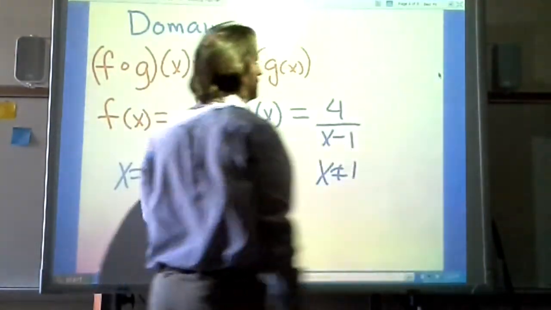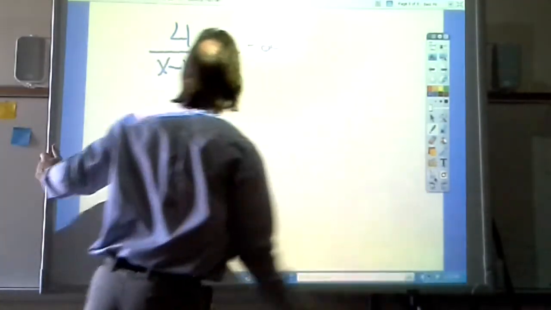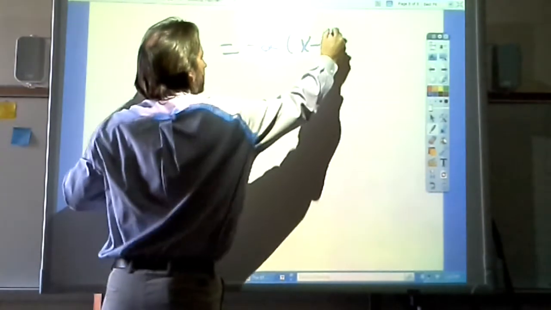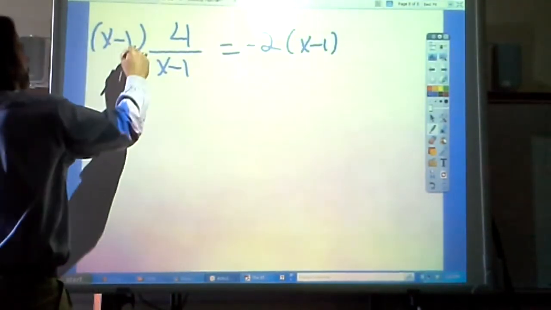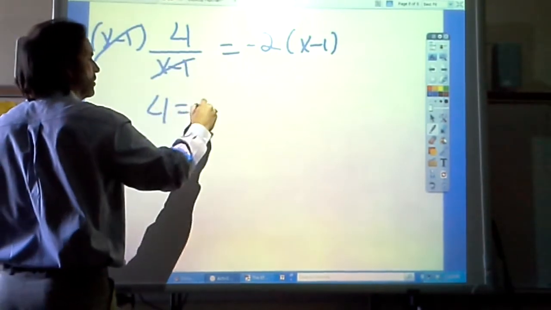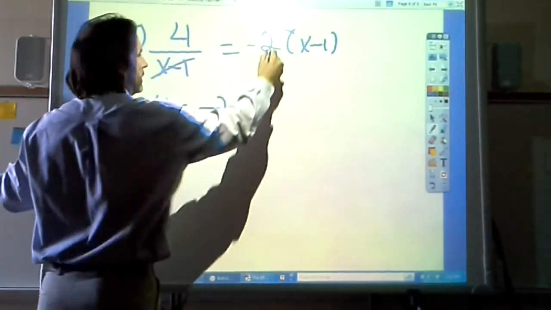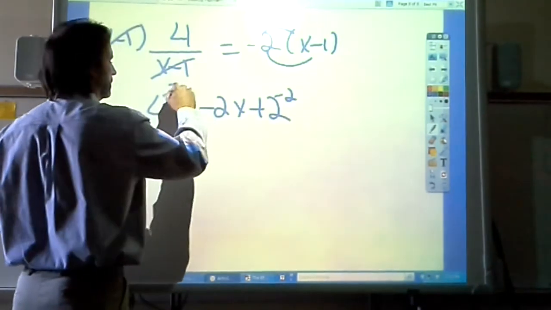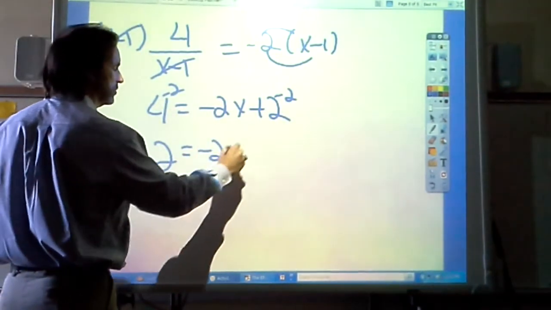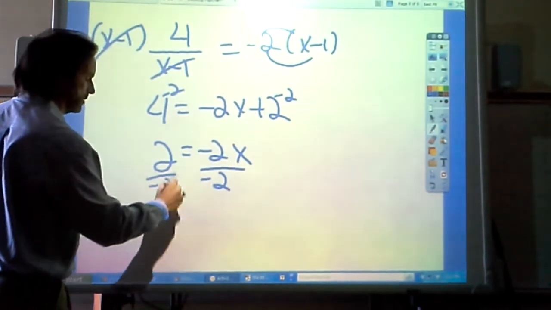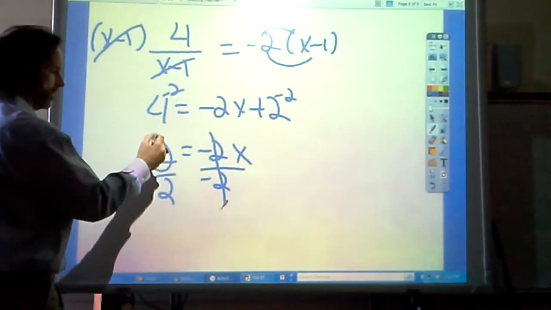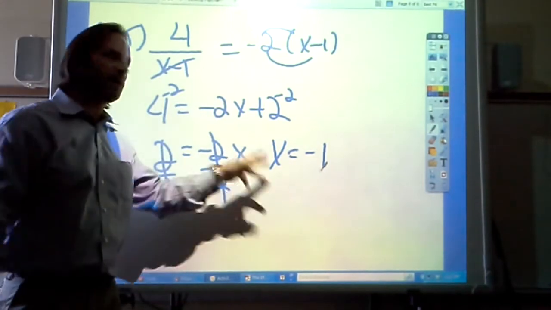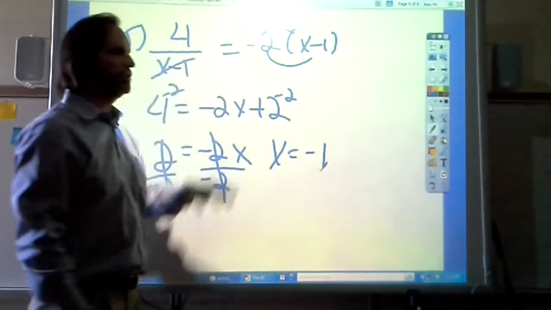Okay? So let me redo this. I set 4 over x minus 1 equal to negative 2. I'll multiply both sides by x minus 1. Okay? And I get 4 equals negative 2x plus 2. You subtract 2 from both sides. And now I have 2 equals negative 2x. And you divide by negative 2. Okay? X equals negative 1. And that's basically what x cannot be. If x is negative 1, we're going to get that negative 2.